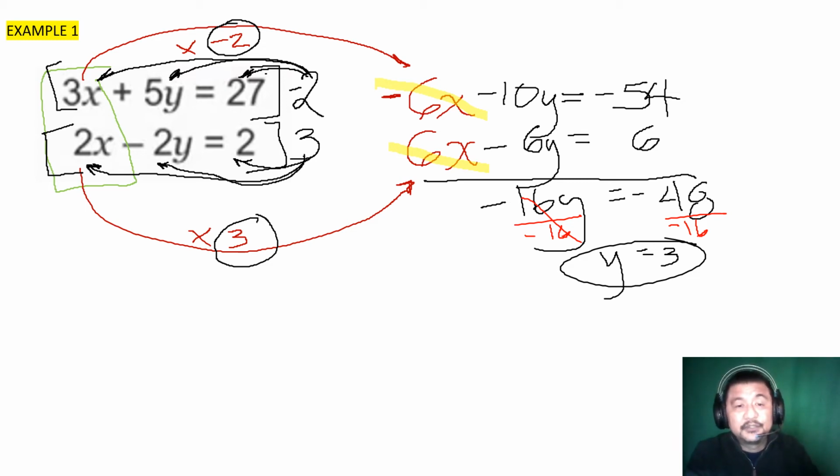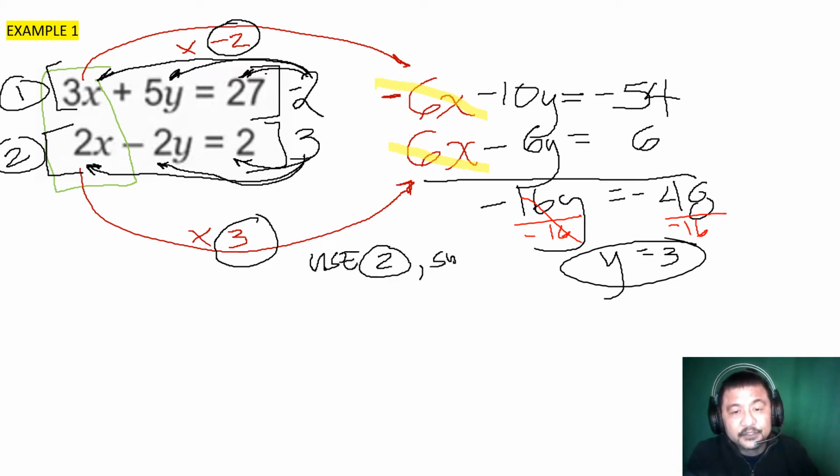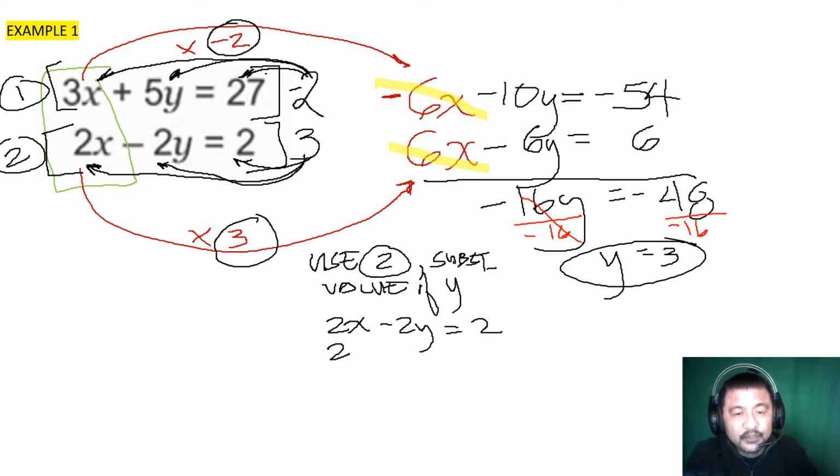Okay, now, since I know the y, I could either use equation 1 or equation 2. Suppose I want to use equation 2. Use equation 2 and substitute the value of y. All right, so let's use it then. 2x minus 2y equals 2. So 2x minus 2 times, instead of using y, I use the number 3, is equal to 2. 2x minus 6 equals 2.